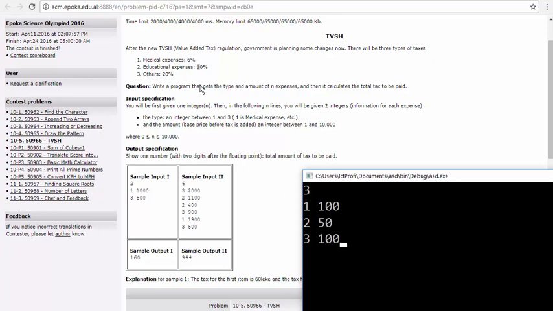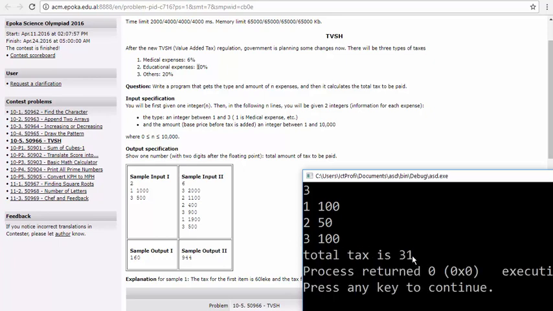We can calculate together. The 6% of 100 will be 6, and for education 10%. The 10% of 50 is going to be 5. 5 plus 6 is going to be 11, and for the third one we're going to apply 20%. 20% of 100 will be 20. 20 plus 11 will return us 31.